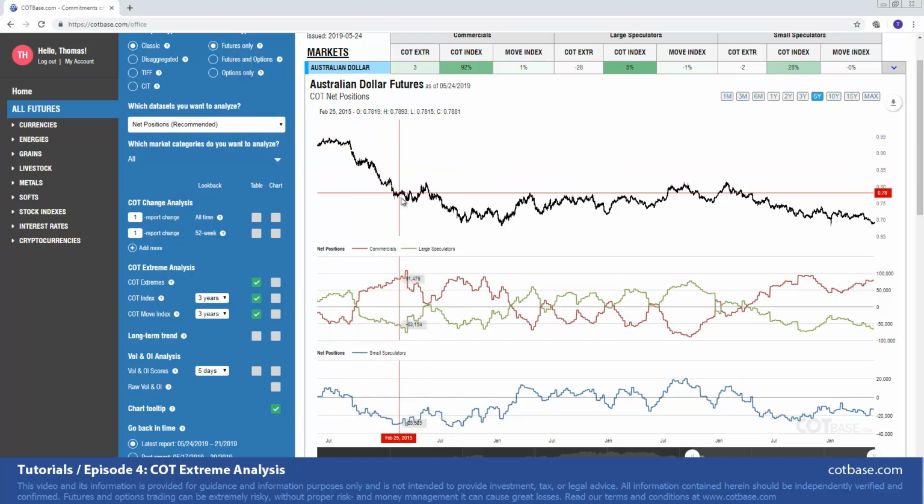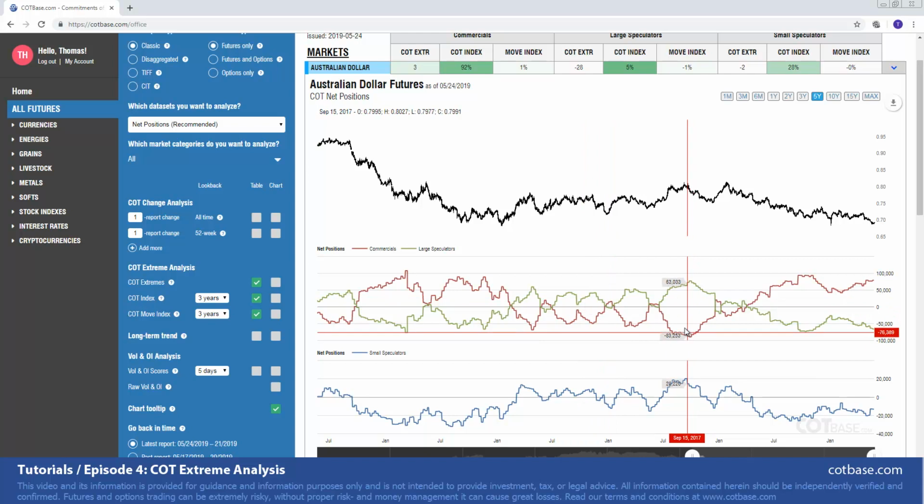Of course, as it did, we gradually reached a bullish extreme. You can see commercials at 107,000 contracts net long level. Now, of course, there are multiple examples on this chart that you can look at, but I'm going to explain to you what the tools at COTbase.com are and how you can use them.